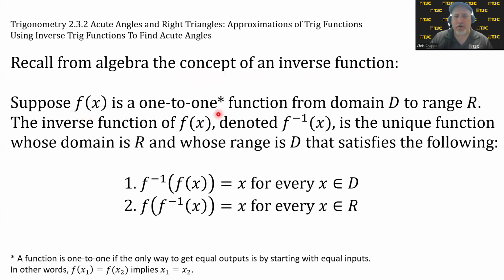Suppose f of x is a one-to-one function, which basically means to get equal outputs, you have to start with equal inputs. But f of x is a one-to-one function from domain D to range R. Domain are the inputs, range are the outputs. The inverse function of f of x, denoted f inverse of x, is the unique function whose domain is R and whose range is D. So the domain and the range switch, and it satisfies the following: f inverse of f of x equals x for every x in the domain, and f of f inverse of x equals x for every x in the range. Essentially, the functions undo each other when you put one inside of the other.